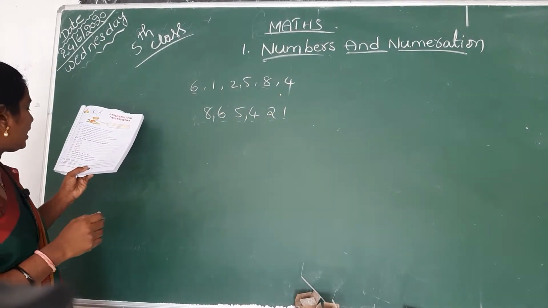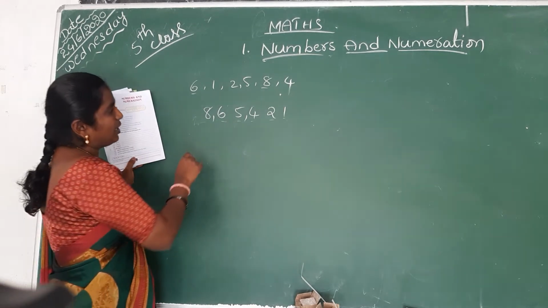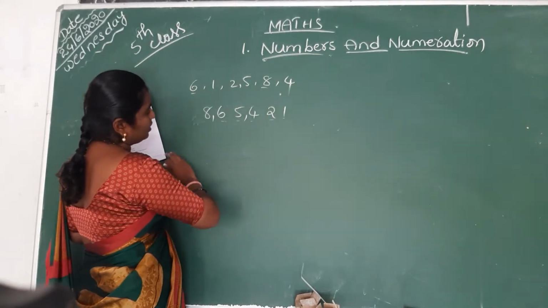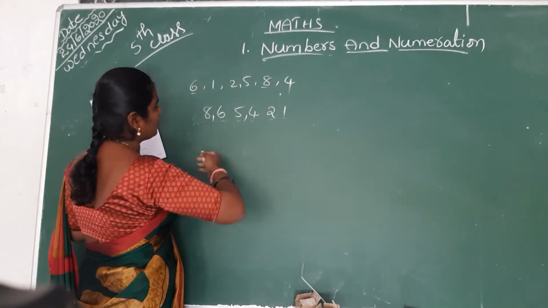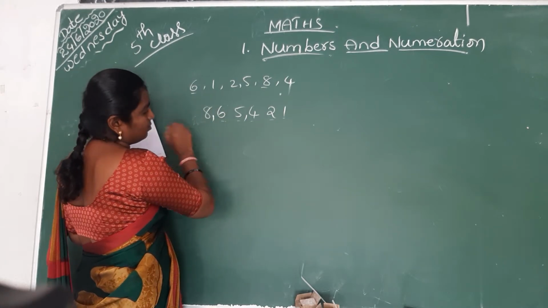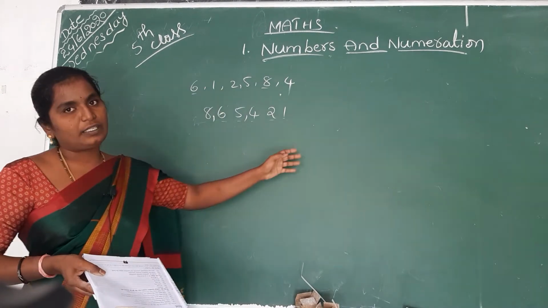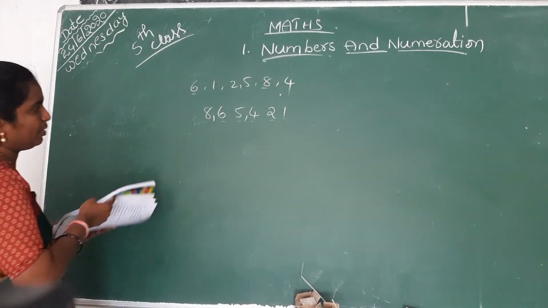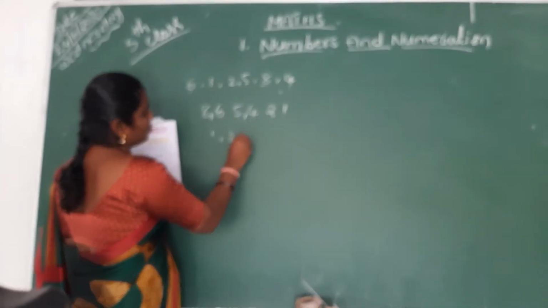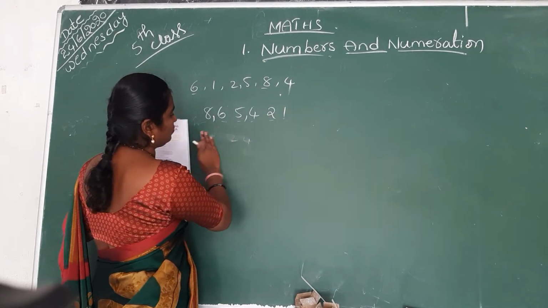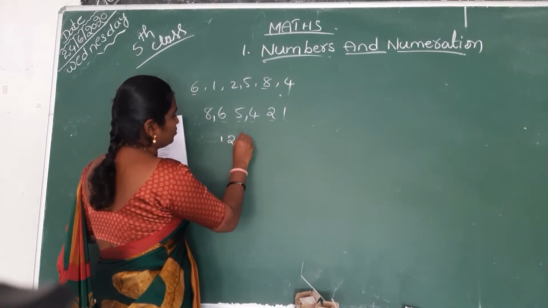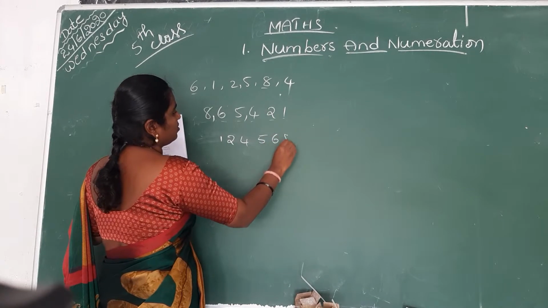Next we have to write the smallest number by using these digits. If you write in ascending order, we will get the smallest number. By writing in descending order, we get the biggest number; by writing in ascending order, we get the smallest number. Means 1, 2, 4, 5, 6, 8.